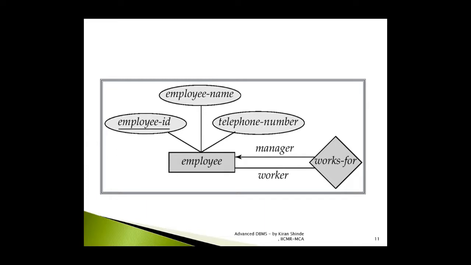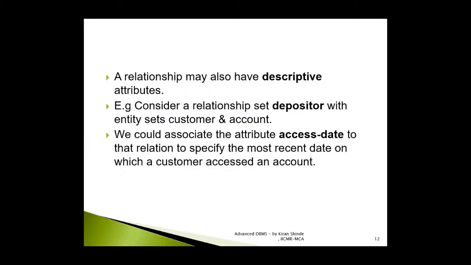Now, here the main purpose is to understand what you mean by recursive relationship set. If you see, this employee is participating in this relationship set as a worker, and this employee is also designated as a manager for that particular firm. It means the employee is playing two roles in this relationship set: one as a worker and another as a manager. So in such a scenario, we say that this is a recursive relationship set. Why? Because the entity set is participating in that relationship set more than one time. So that's the point related to recursive relationship set.